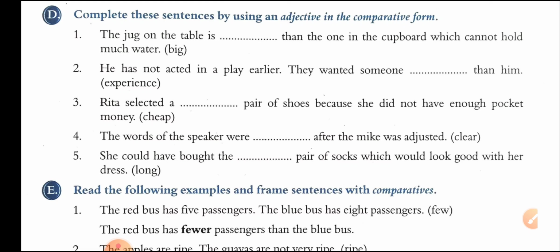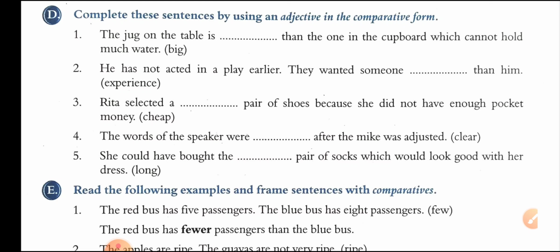Next is third, Rita selected a dash pair of shoes because she did not have enough pocket money. So the positive degree given to you here is cheap. Please speak cheap, it is one time only, so it is cheaper, C-H-E-A-P-E-R, right?